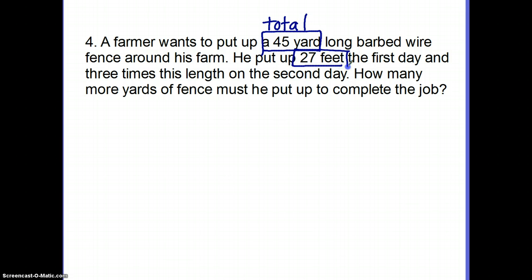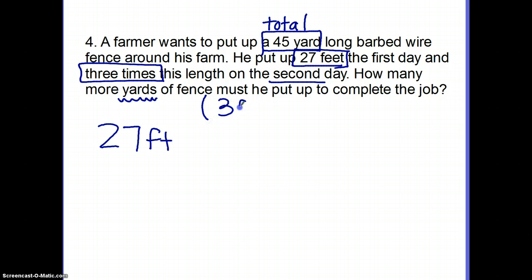I have, first day, put up 27. And the second day, notice I put up 3 times that amount. Okay, that's important. And how many more yards, notice it's in yards, of fence must be put up to complete the job? So this is already in yards, but I do see that the 27 is feet. So I'm going to have to convert the feet to yards.